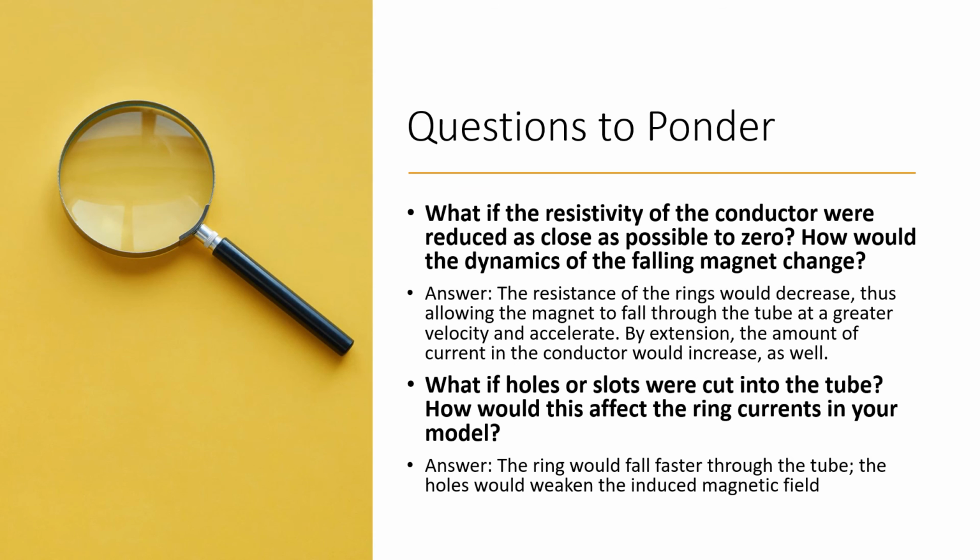Finally, we have some questions to think about. The first one is, what if the resistivity of the conductor were reduced as close as possible to zero? How would the dynamics of the falling magnet change? The answer is that the resistance of the rings would change, thus allowing the magnet to fall through the tube at a greater velocity and accelerate. By extension, the amount of current in the conductor would increase as well. And finally, what if holes were cut into the tube, and how would this affect the rings' current in your model? The answer is the magnet will also fall faster through the tube in this scenario, and this is because the holes would weaken the induced magnetic field.